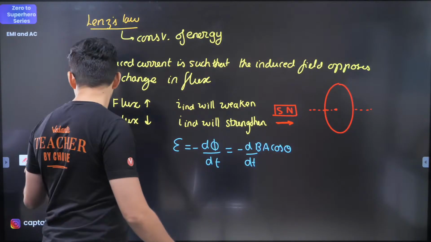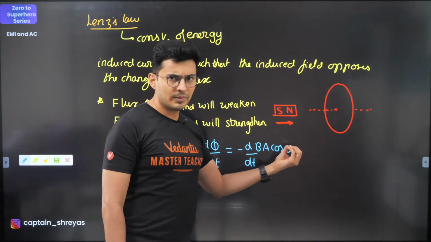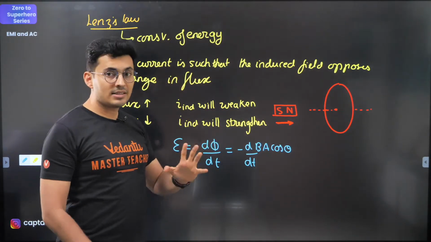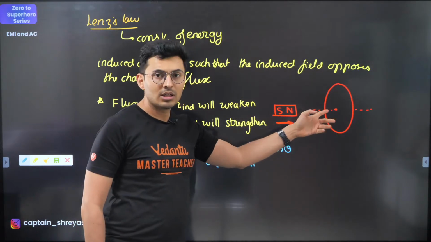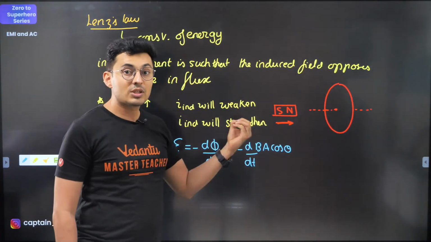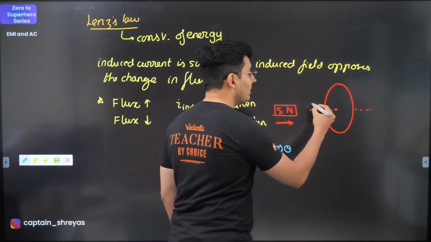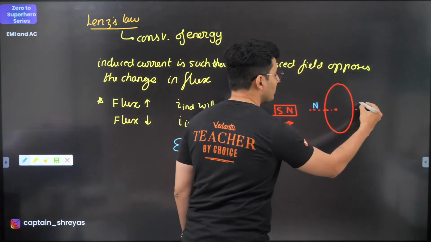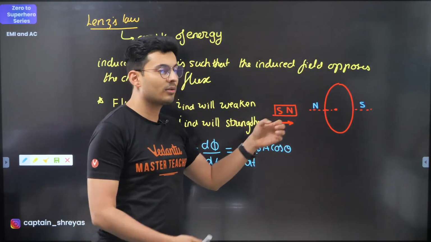Okay, anti-clockwise? Well, whenever such questions come, always try to solve it this way. Lenz's law says that whatever happens, it will oppose. So this magnet is trying to go close, this coil will repel it. It does not like coming close. So it will develop a polarity like this. This will be north, this will be south, so that north will repel each other.